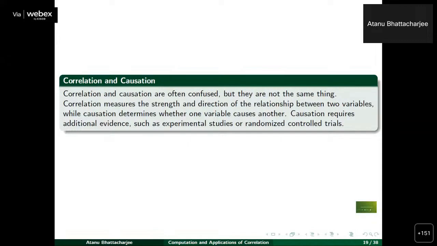Correlation is the strength and direction of the relationship between two variables, while causation determines whether one variable causes another variable. So fundamentally, this is how we apply correlation, for example smoking and lung cancer. A perfect example to explore is whether smoking is the reason for lung cancer or not.